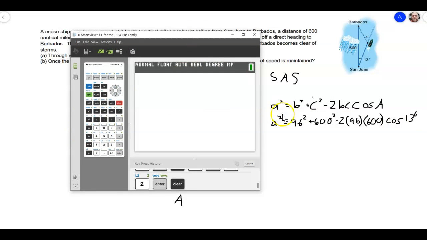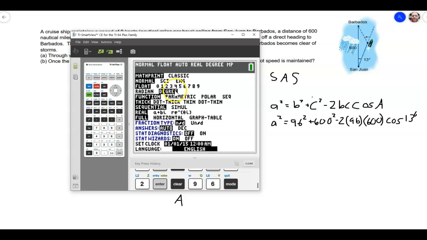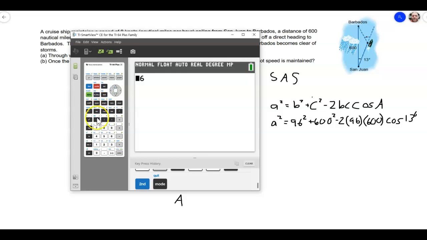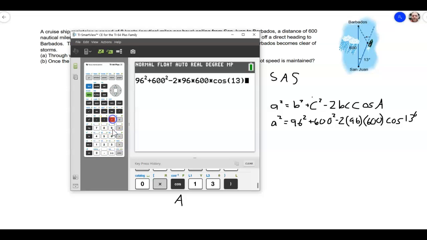Okay, and then we have to take the square root of both sides. So first I'm going to stick it in here. Oh, let me make sure I'm in the correct mode. We should be in degrees. Don't forget to double check that. So 96 squared plus 600 squared minus 2 times 96 times 600 times the cosine of 13 degrees.